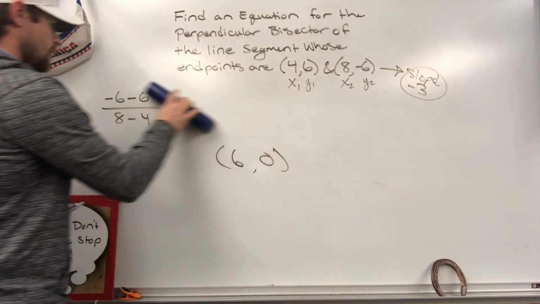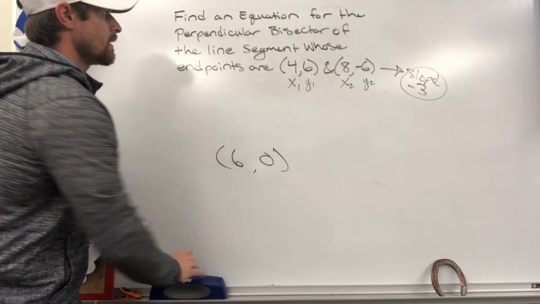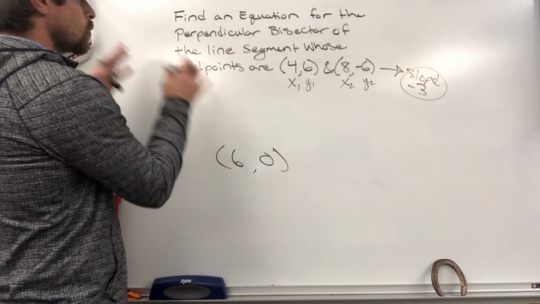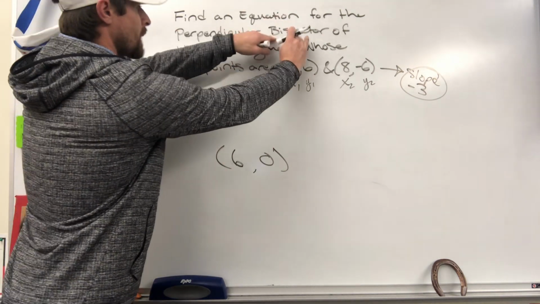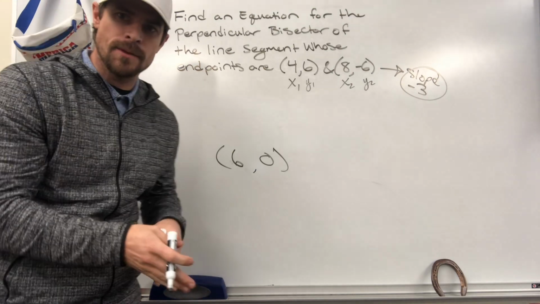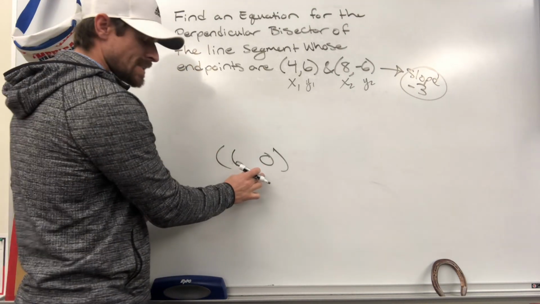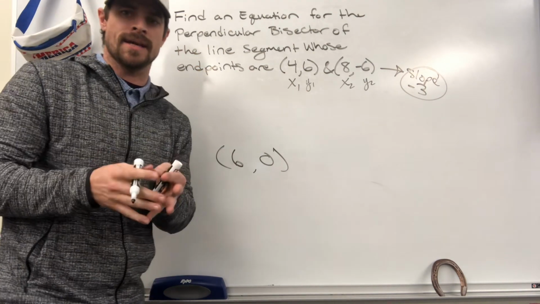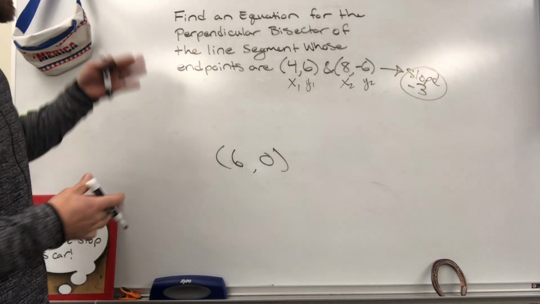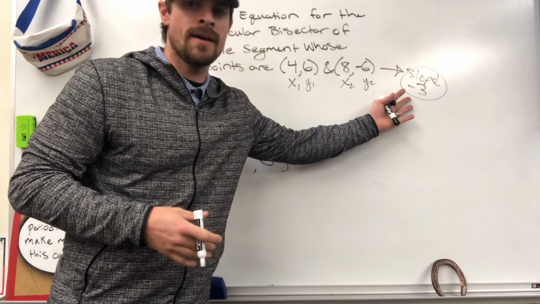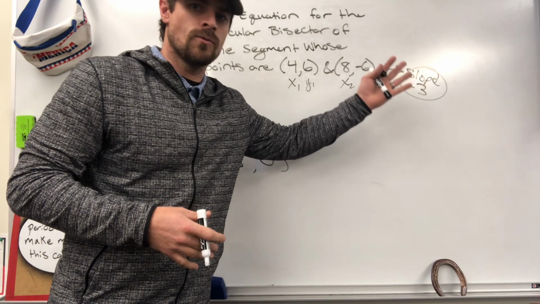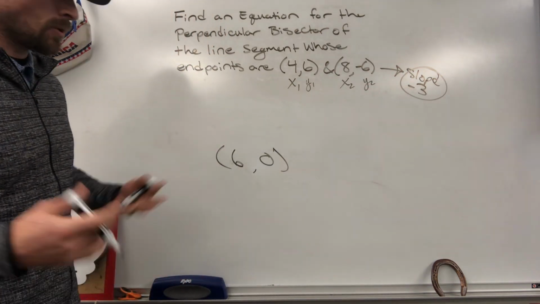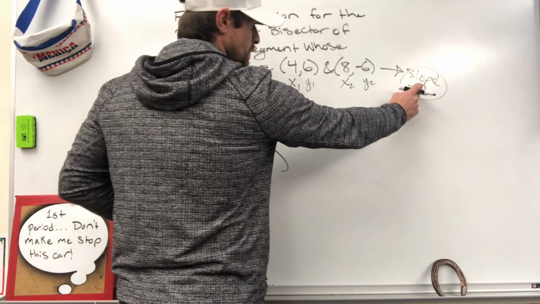So now, let's go back to the idea of what we're trying to figure out. We're trying to find the equation of a perpendicular bisector. So it has to split it right down the middle. So our line segment's midpoint is at (6, 0). So we have to go through (6, 0) in order for us to be a bisector, okay? In order for it to be perpendicular, it has to have the opposite reciprocal of negative 3. So the good news is I can take the opposite reciprocal.